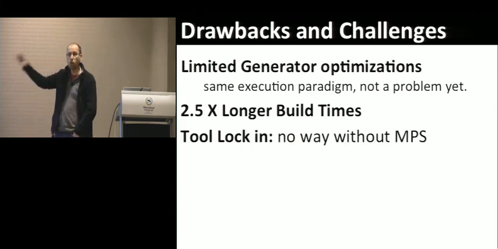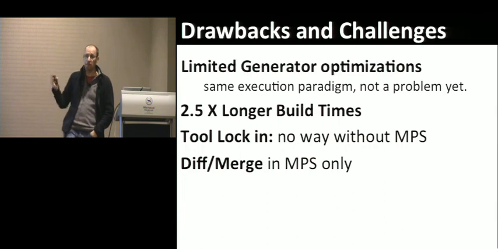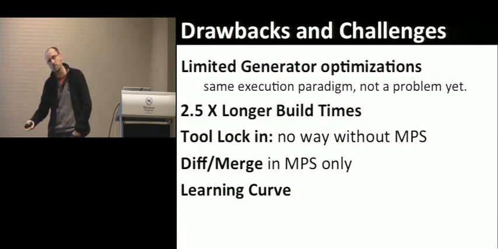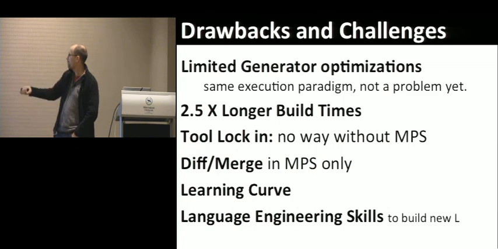Tool lock-in: there's no way to do that without mbeddr and MPS. Just no way. If you don't like that, you're out of luck. Diff merge works only in MPS, but it does work, so teamwork works as long as you use the tool. There's a learning curve, both to building languages with MPS and also to using mbeddr to build stuff. Yes, 2 minutes. And obviously, if you want to build new languages or new language extensions, you need language engineering skills. So, conclusions.